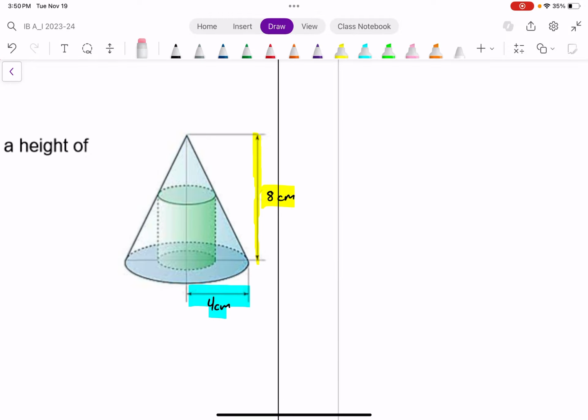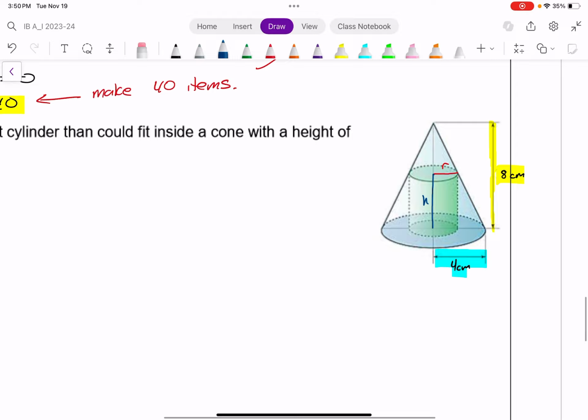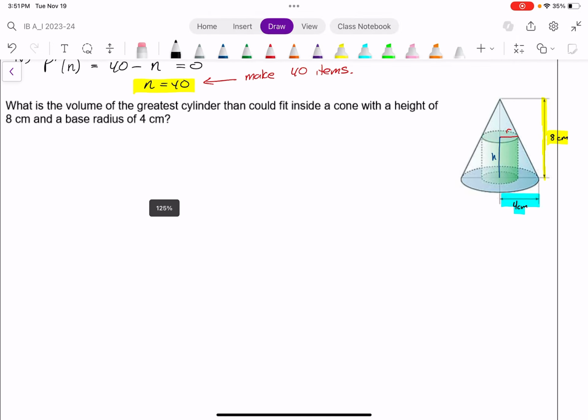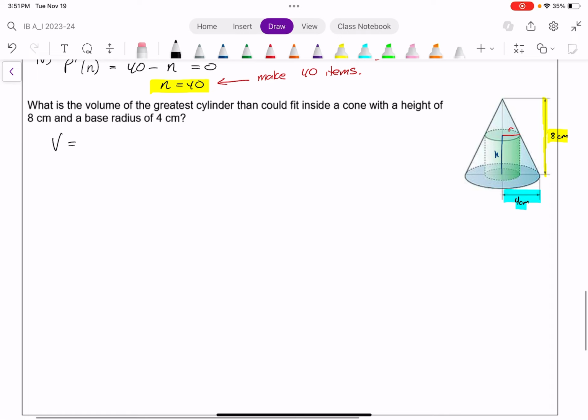So let me look at my diagram here. And I need to pay attention to this. The radius of my cylinder and the height of my cylinder are variables. Those can change. So let's get set up. The volume of a cylinder is just area of the base times the height. So in this case, the volume of my cylinder is area of the base, pi r squared, times the height.